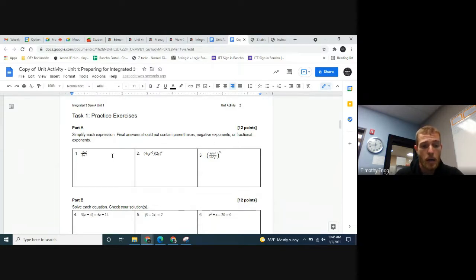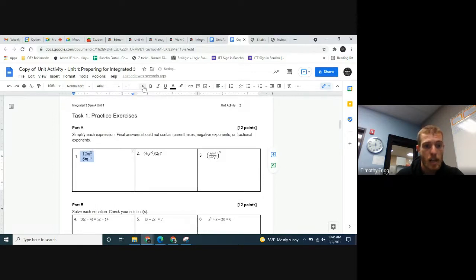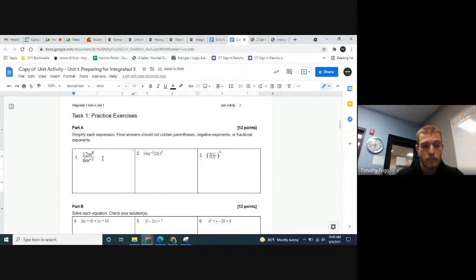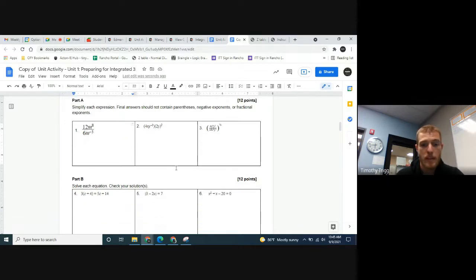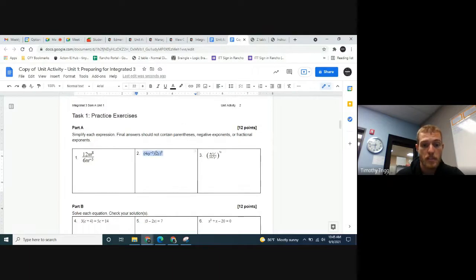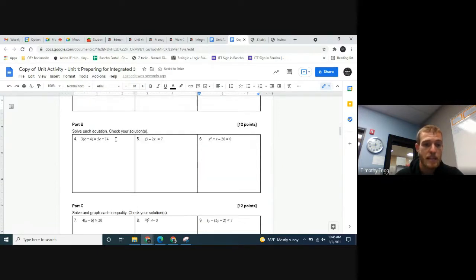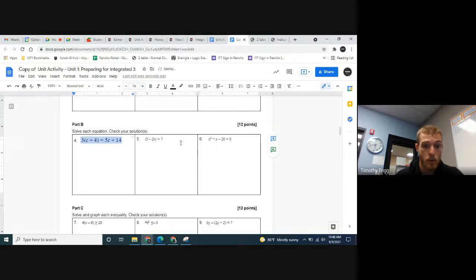Okay. Now, for me, this is very hard to see. It's extremely small text here. So what you can do is just highlight that, and then over on the toolbar, you'll see there's a font size. Just press a couple pluses here, and that'll increase the font size just like that. Now you can clearly see this is 12m to the 8th over 6m to the negative 3. For the rest of these, I'm going to increase all of their sizes to make them a little easier for me to read. And I would suggest doing this. It'll definitely help you make fewer mistakes, and it'll make it easier for your teacher to grade as well.